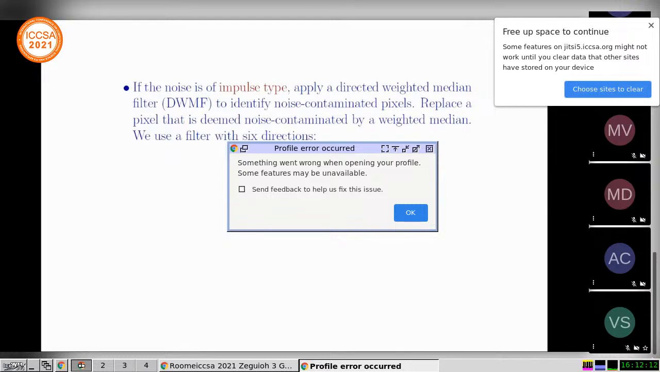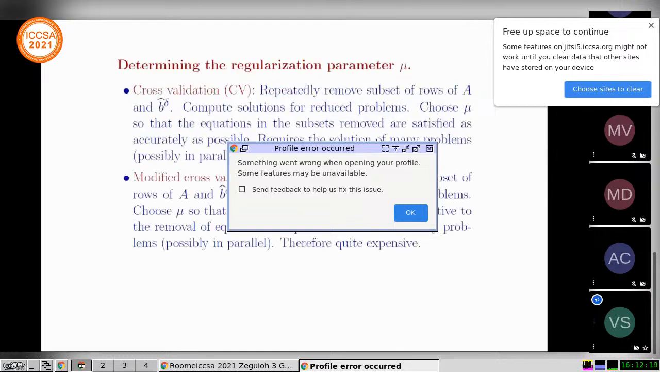So these filters have been around in the literature. This is nothing new we are doing. Next, please. We have also just 1 minute at most. So the last minute I will spend on talking about determining the regularization parameter.